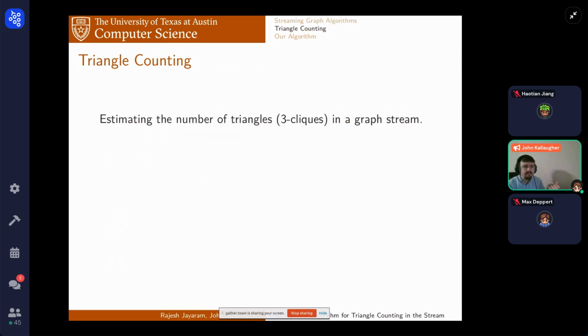Now, the problem that we're going to consider in this talk is the problem of triangle counting. You see this stream of edges, and what you want to know is how many three-cliques, how many triangles are there in the full graph. And the problem of counting triangles has been studied in practical contexts because it's related to, for instance, the concept of the transitivity coefficient in social networks.